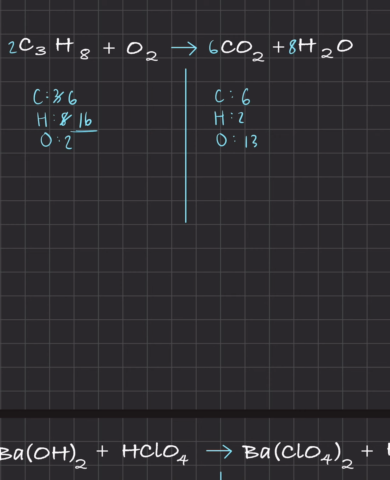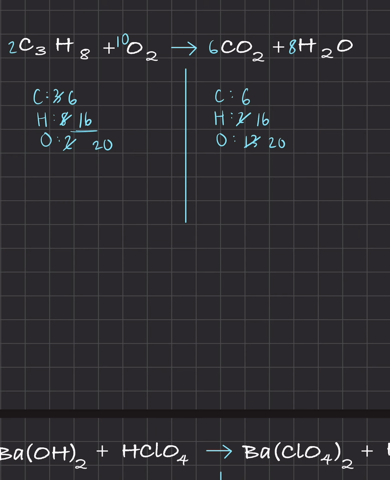So if I multiply by 8, again, 8 times 2 is 16. Now I'm going to have 16 hydrogens. And now I'm going to have 8 oxygens plus 12 oxygens, which gives me 20 oxygens. And then what can I multiply here? Well, I can multiply by 10. Again, I'm going to have 20 oxygens. And now they match. Now that I have this, all of these coefficients are divisible by 2.